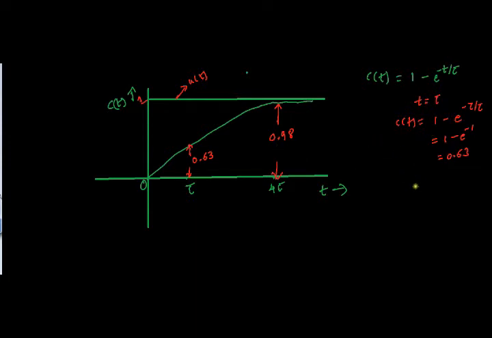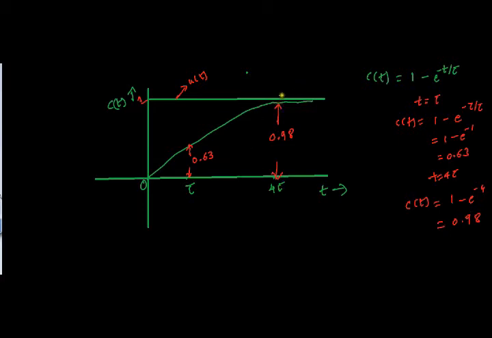Now, if t is equal to 4 tau, then what happens? The equation will be c of t is equal to 1 minus e raised to minus 4. Then the value will be 0.98. So it is represented here.